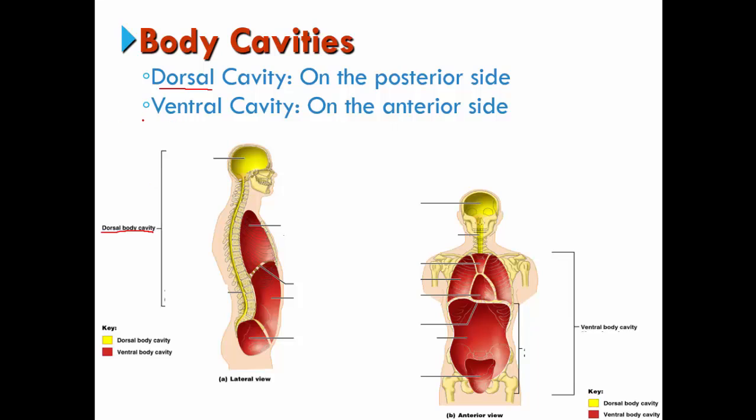And the ventral body cavity is located on the anterior side, because ventral was another name for anterior. Other ways to remember it, think dorsal, dorsal fin, and ventral, picture that you have to ventilate. This is your nose, and you breathe in, you ventilate on the anterior side of the body.